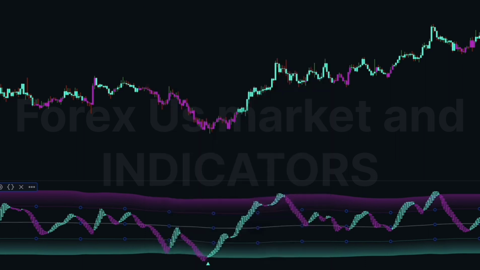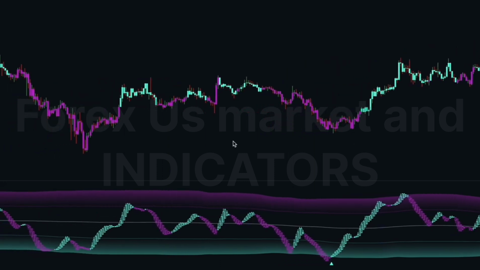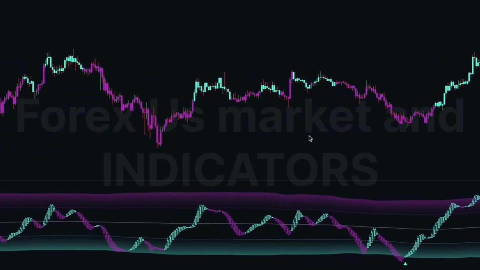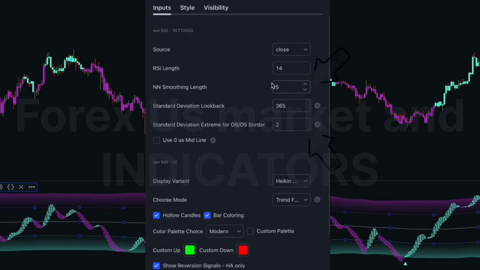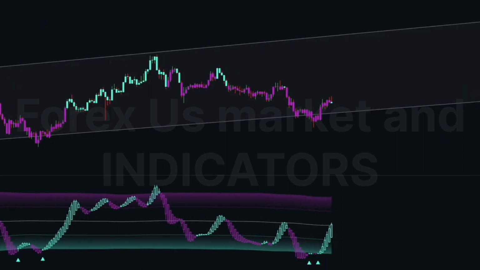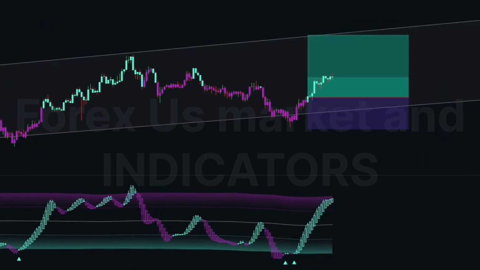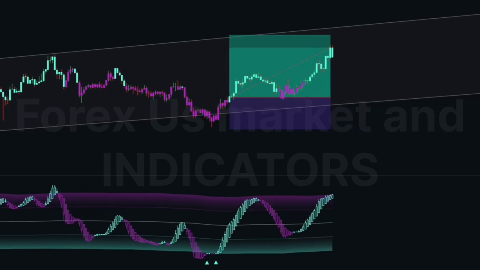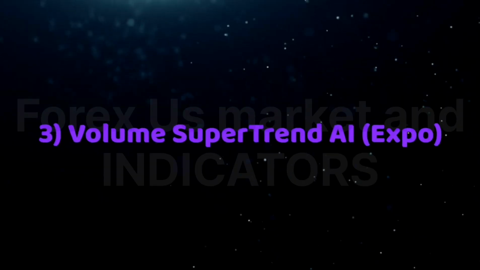The most suitable time frames for this indicator are 1, 5, and 15 minutes. It works great for scalping cryptocurrencies and Forex. To take maximum advantage of this amazing indicator, play around with the settings to find the most optimal ones for the current time frame. The two parameters you should focus on are the NNT smoothing length and standard deviation extreme. These will affect signal accuracy and frequency. I recommend combining this AI oscillator with trend-following indicators like moving averages, trend channels, supply and demand zones, or even with the third indicator on my list, Volume Supertrend AI.